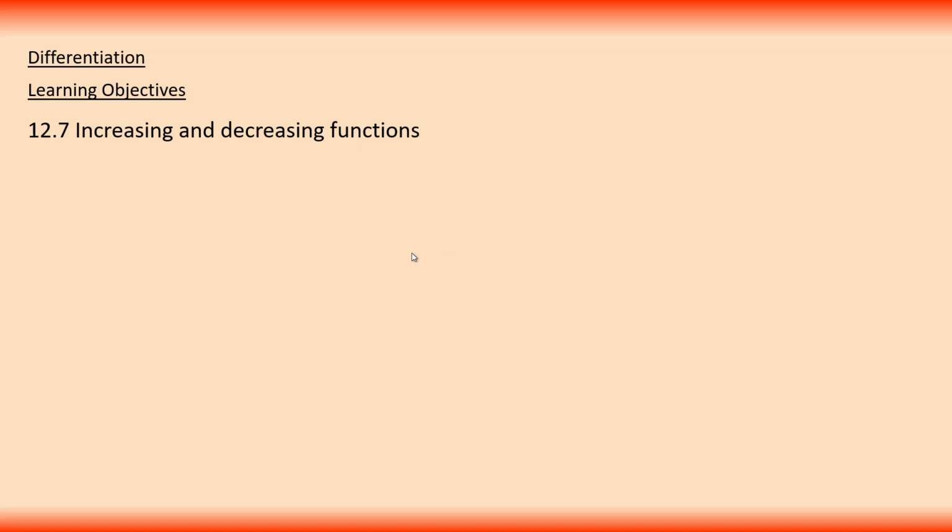Right, increasing and decreasing functions. Hit pause, copy the lesson objective down. When you're ready, hit play, and we'll talk about increasing and decreasing functions.